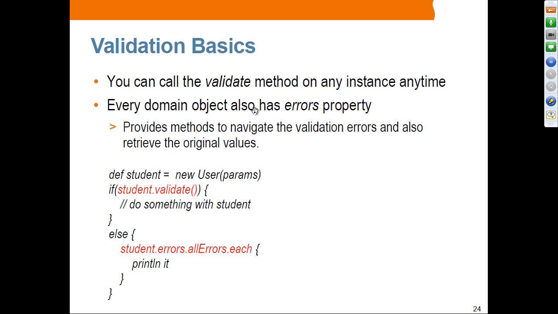Every domain object has an errors property, so you can call the errors property here. Basically, it's a collection object. Then we call allErrors, and then we call the each method of it. And again, this is a closure object being passed as an argument, right?